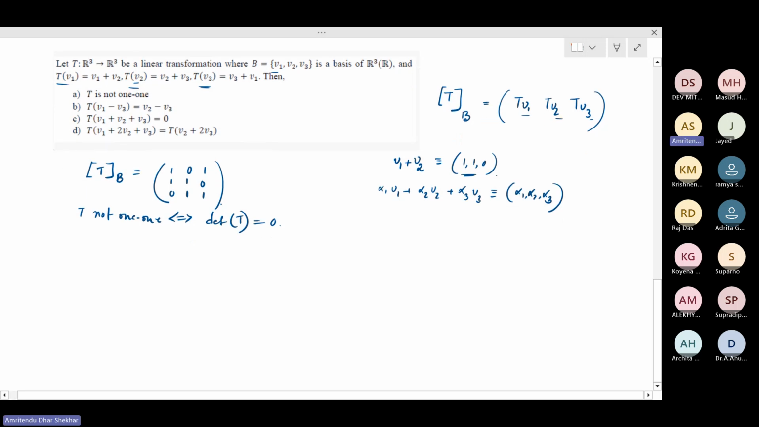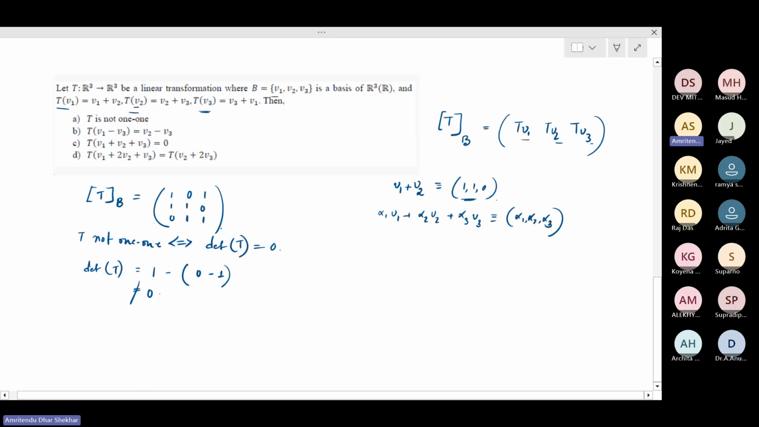So let's compute the determinant of T. So that's equal to 1 minus 1 minus 0 minus 0 minus 1, which is not equal to 0. So T is actually 1-1. Okay.